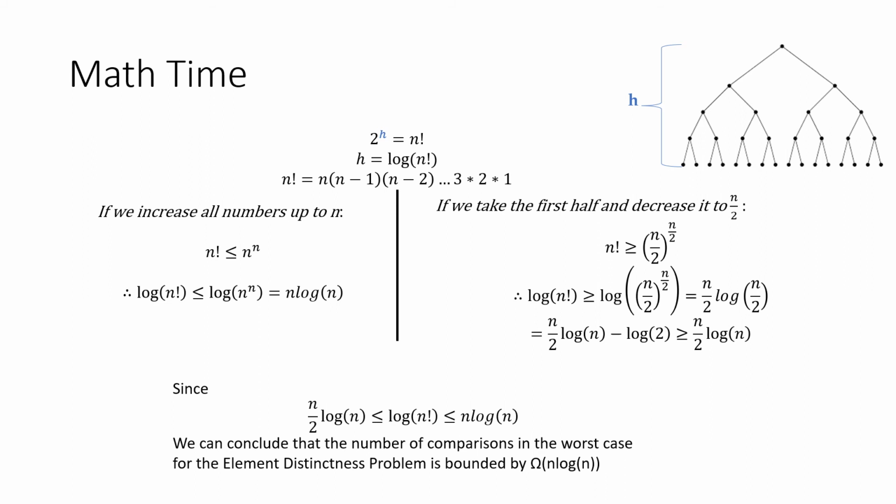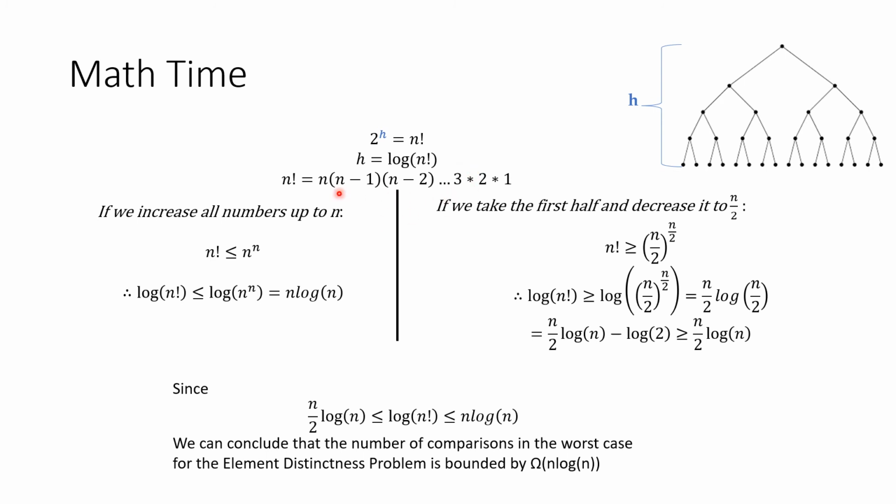Alright, math time. Here we go. If you can recall from previous slides, if we have the number of leaves in the decision tree, we can minimize the longest branch in the tree by rearranging it in an optimal way. If we do this, then the number of leaves will be approximately 2 to the h. If we solve for h, we will have log of n factorial, since we knew we have n factorial leaves.